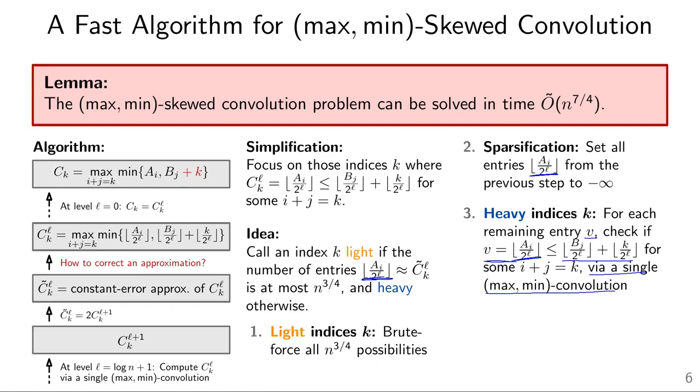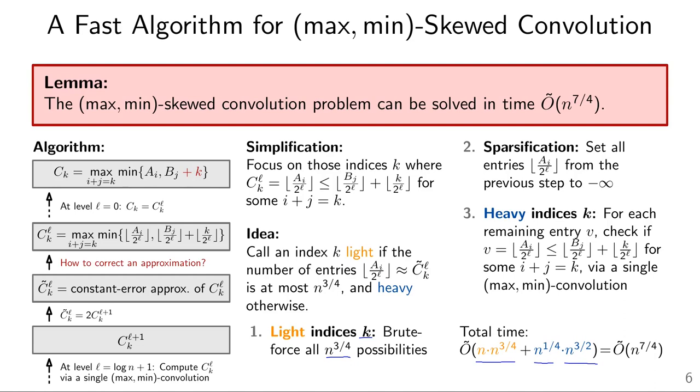Now, the details are actually more tedious. So this really gives you the idea, but you have to be careful when actually implementing this algorithm. But as it turns out, you need time n to the 7 quarters, because in this light step, we have to take care of each index k, and there are at most n to the 3 quarters possibilities. In the heavy step, we only have at most n to the 1 quarter many values v left, for each we have to execute a maximum convolution.